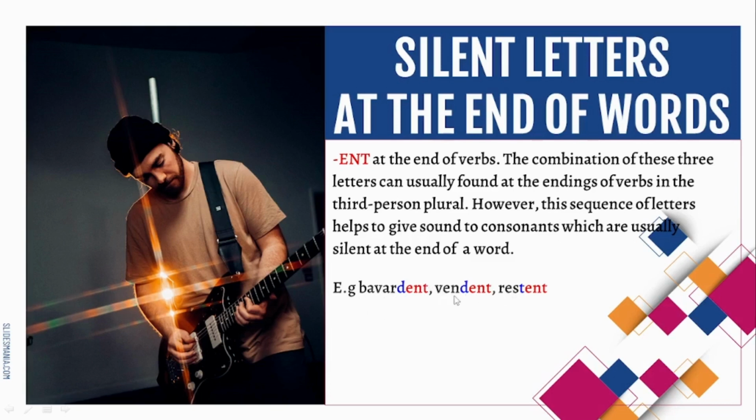So we have bavarde, vendre, reste. Right? So you can see the consonants are actually being pronounced because they are being followed by ENT. The ENT is what gives the consonants their sound at the end of the conjugation, right? The ENT is not pronounced, but the ENT helps give letters that are usually silent, right? It gives sound to these consonants, right?